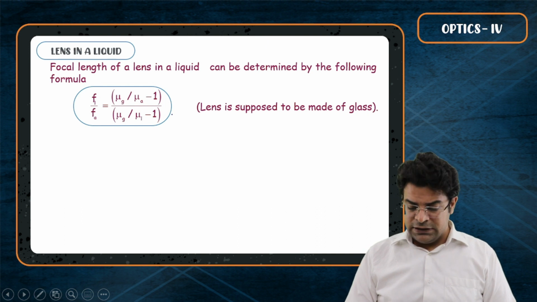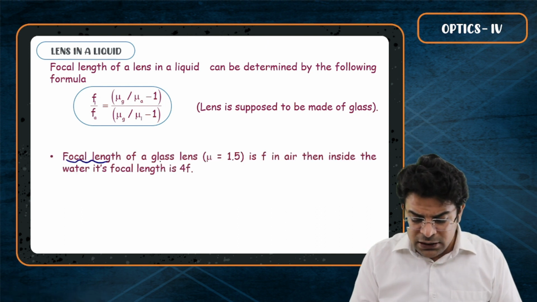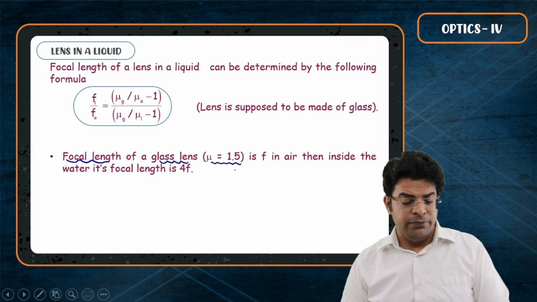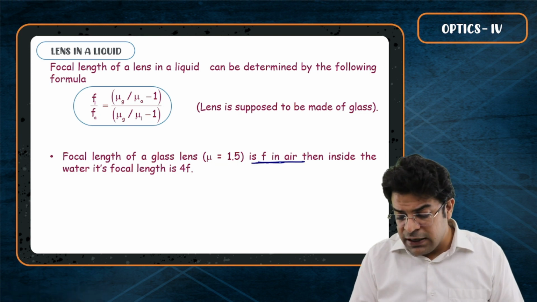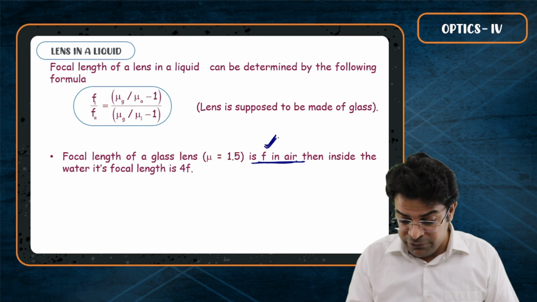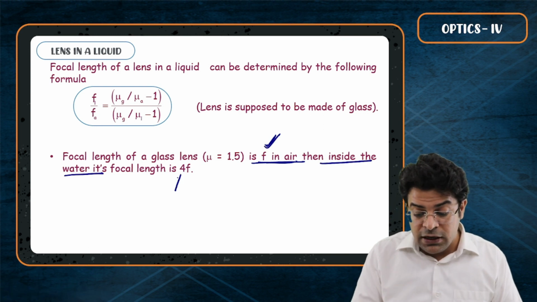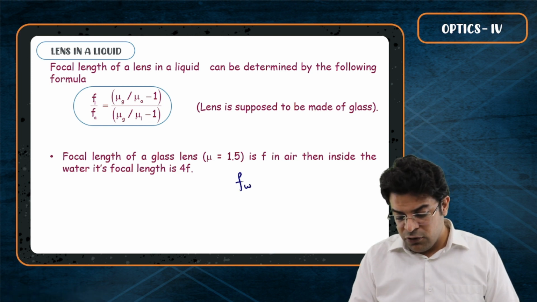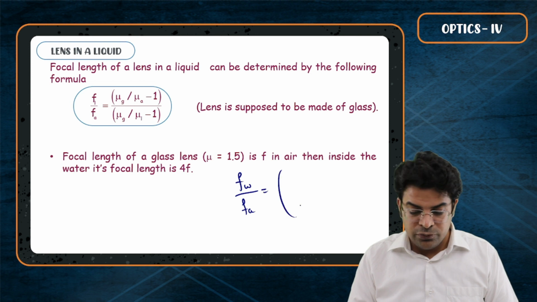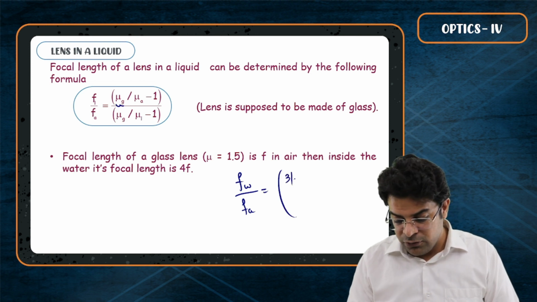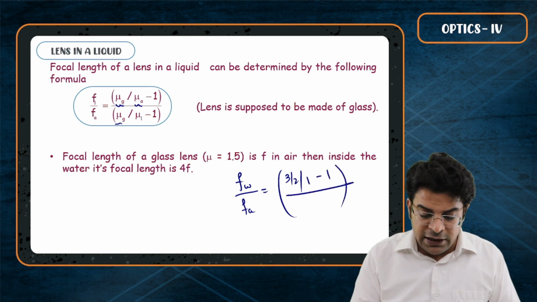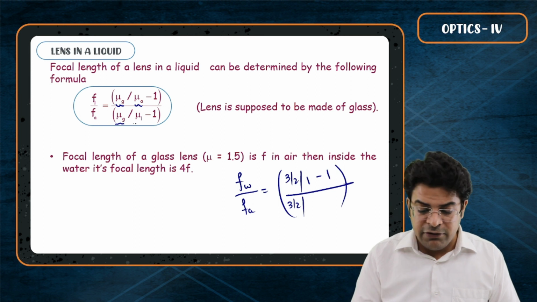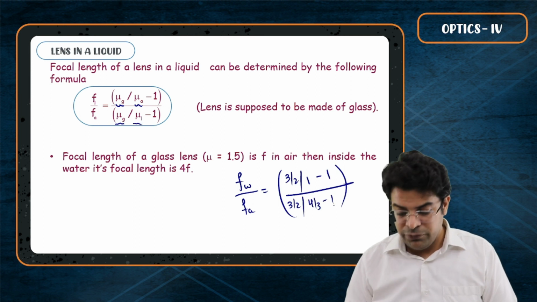Now beta, we need to understand that the refractive index of a glass lens is 1.5. If, let's say, the focal length in air for this glass lens is F, then inside water its focal length will be 4F. Sir, how can you say? Check it out. Focal length inside water upon focal length in air equals to refractive index of glass 3 by 2 upon refractive index of air 1 minus 1, upon refractive index of glass 3 by 2 upon refractive index of water 4 by 3 minus 1. So here 3 by 2 minus 1, in the numerator you get half.